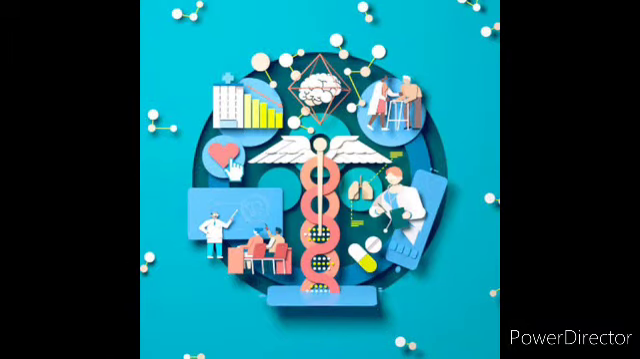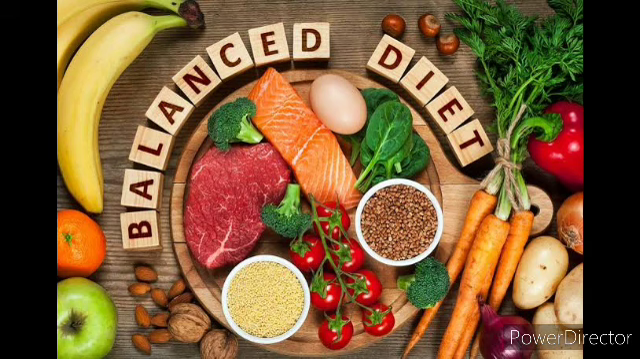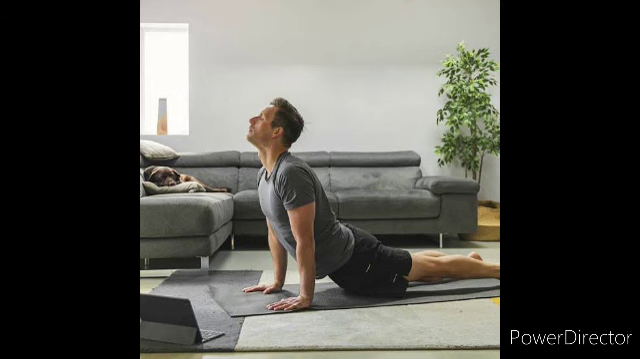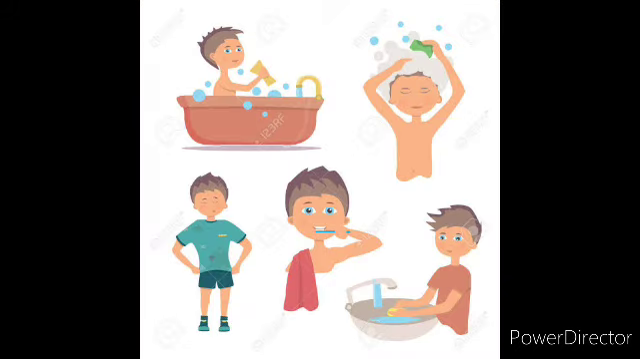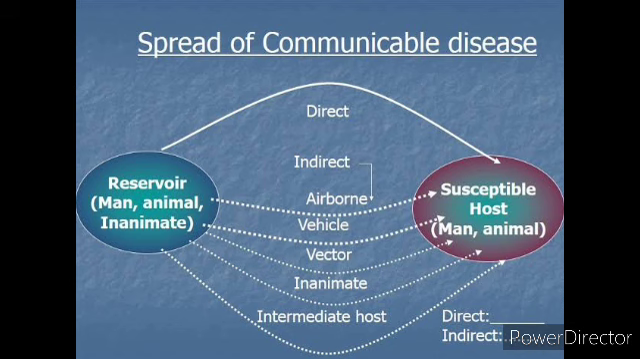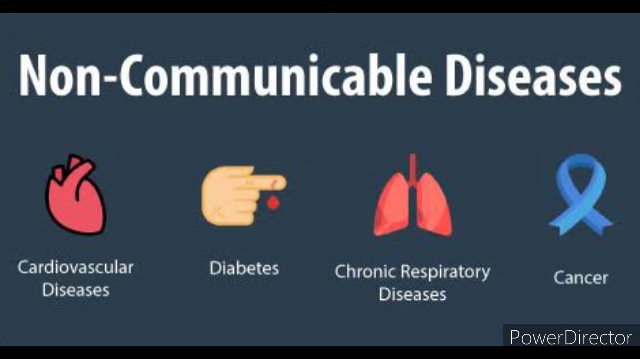Health is a state of complete physical, mental, and social well-being. Health can be maintained by having a balanced diet, clean food, clean water, following personal hygiene, proper exercise and proper rest. Hygiene is defined as the science and practice of maintaining good health. Diseases are categorized into communicable, the disease which spreads from one person to another, and non-communicable, the disease which will not spread from one person to another.